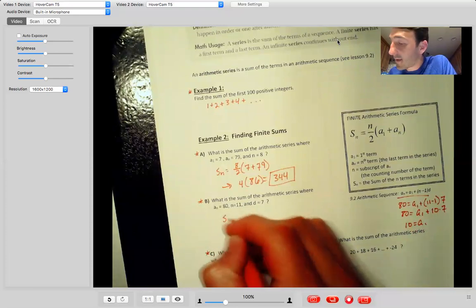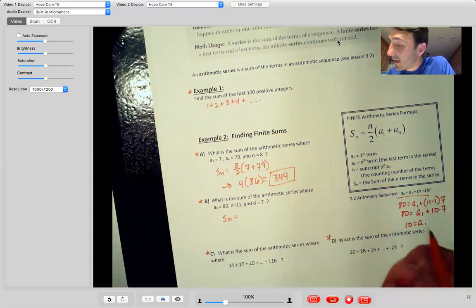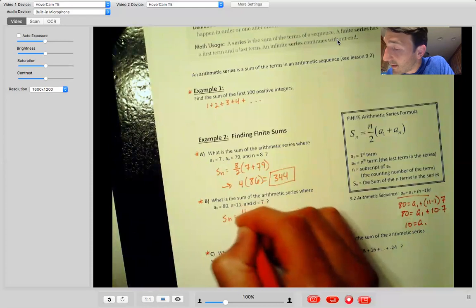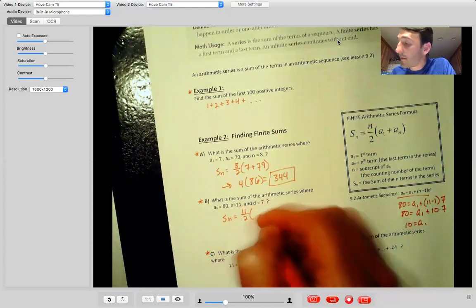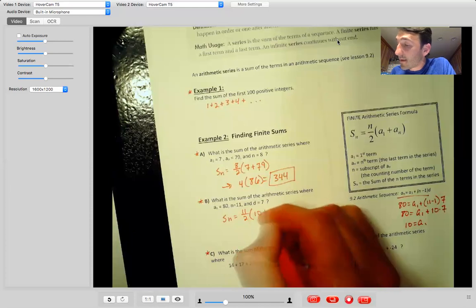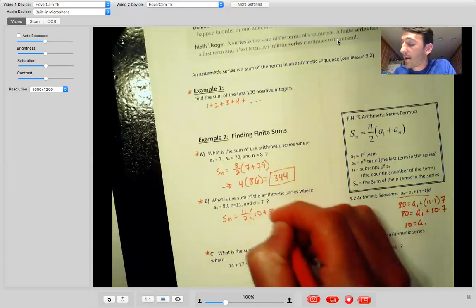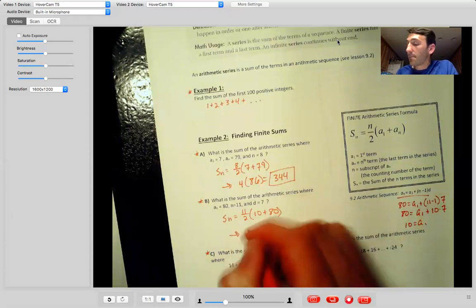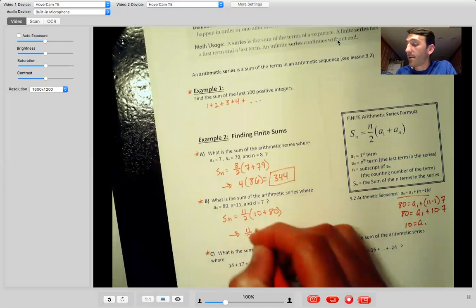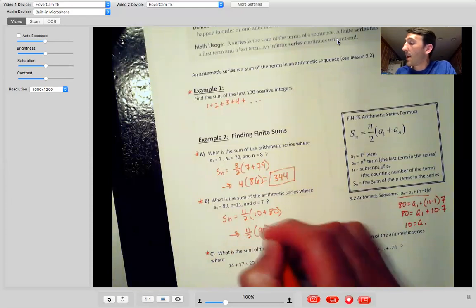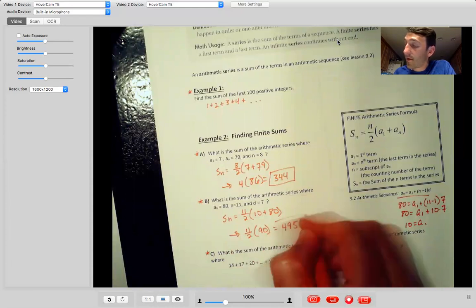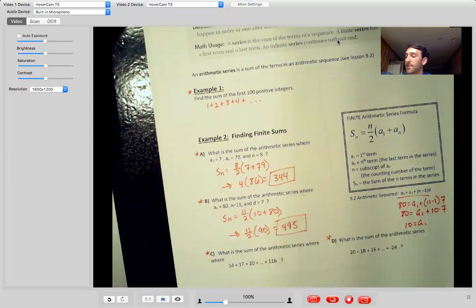Then again, we're ready to plug and chug. n over 2, so 11 over 2 times a sub 1, which is 10, plus a sub n, which is 80. So 11 over 2 times 90 is 495.